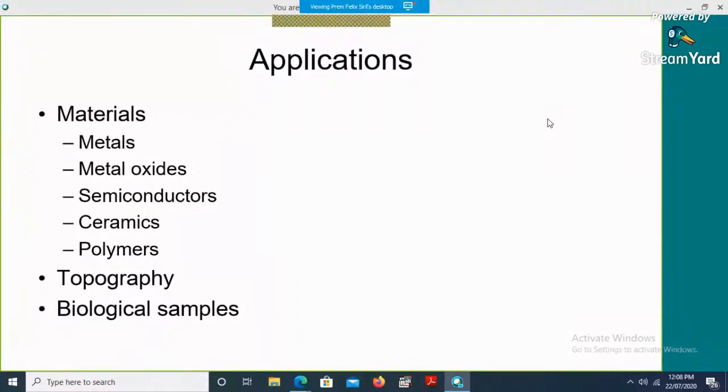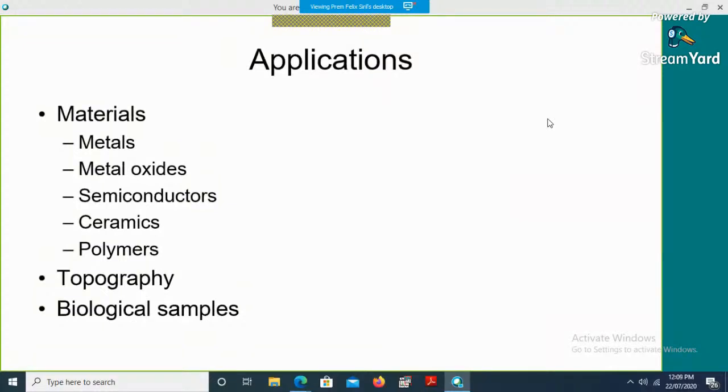We can study metals, metal oxides, semiconductors, ceramics, polymers, biological samples, bacteria, virus. All these can be imaged. Even civil engineers image, say, cement samples, or geologists study rocks, their composition, their morphology, topography. So all these kinds of things can be studied by using scanning electron microscopy. I will give you a few examples.